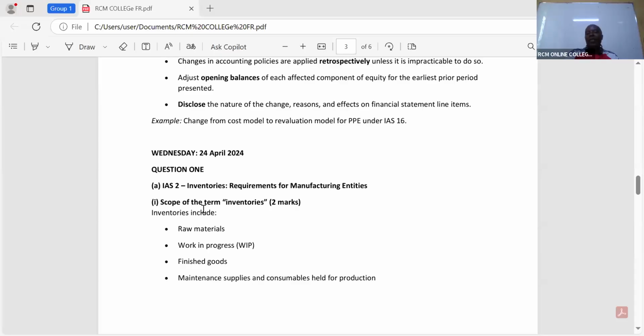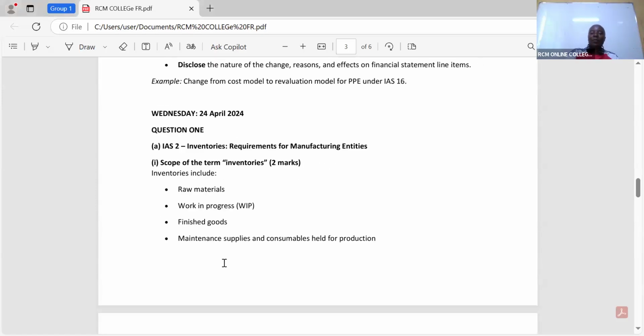So like now here, they asked us the scope of inventories as per IAS 2. So we have raw materials, we have work in progress, we have finished goods. For example, the cars that we have been able to finish manufacturing, automatically, if they haven't been sold, they will be taken as inventories. And then we have maintenance supplies and the consumables held for production.